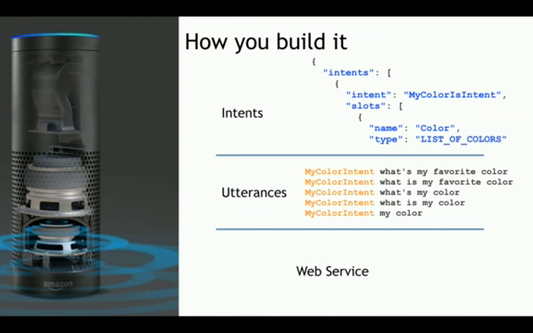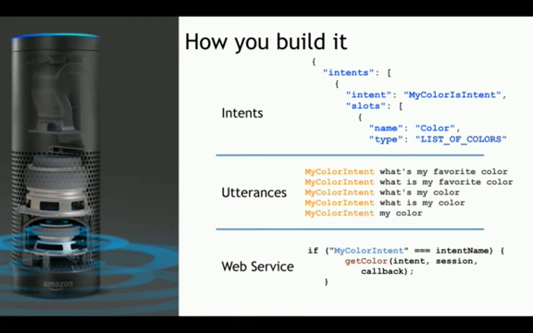And the third thing we need is our web service. In the web service, at the most basic level, what we're doing is just waiting for a JSON object and then reacting to it. Within the JSON object, we'll have a value that is an intent, and that intent will match one of the intents we had as part of our intent schema, and we can react to it.